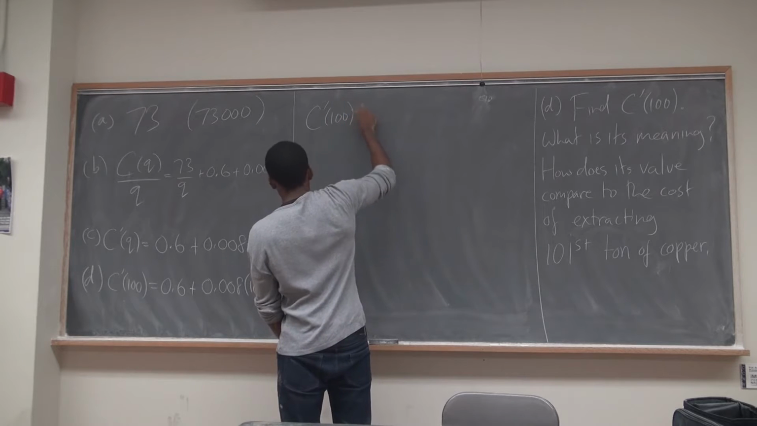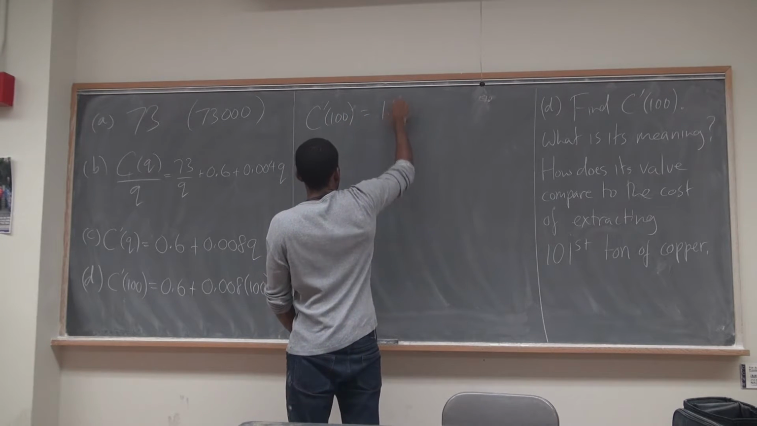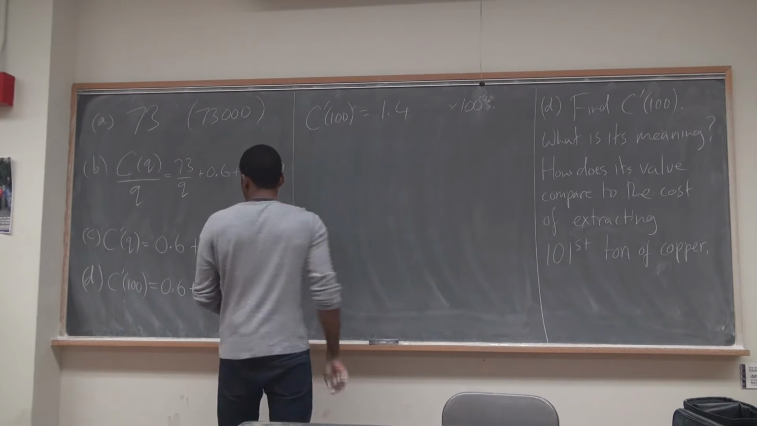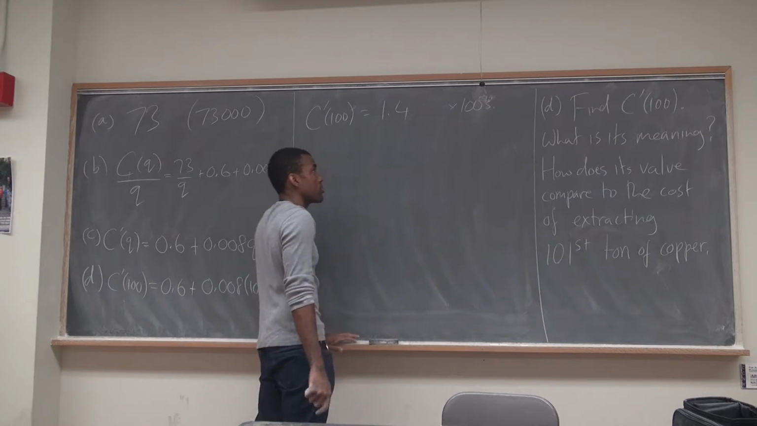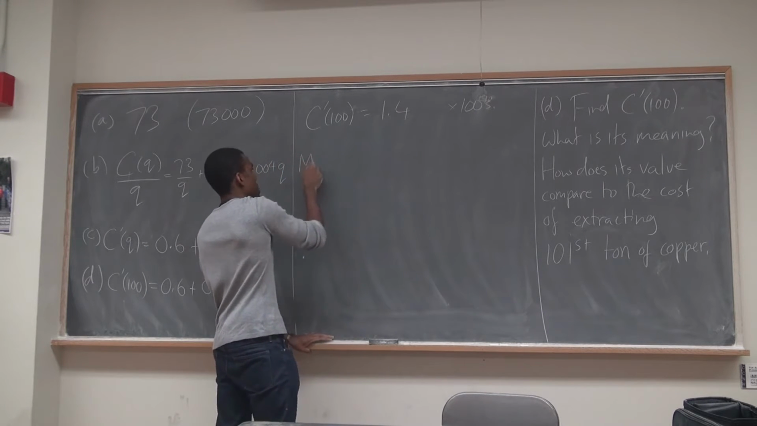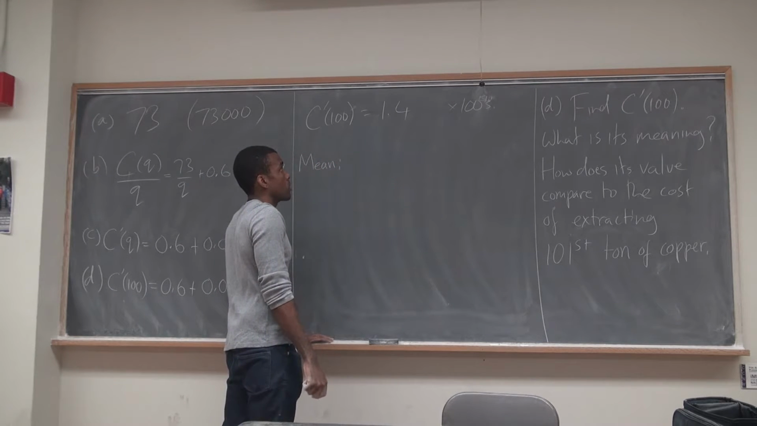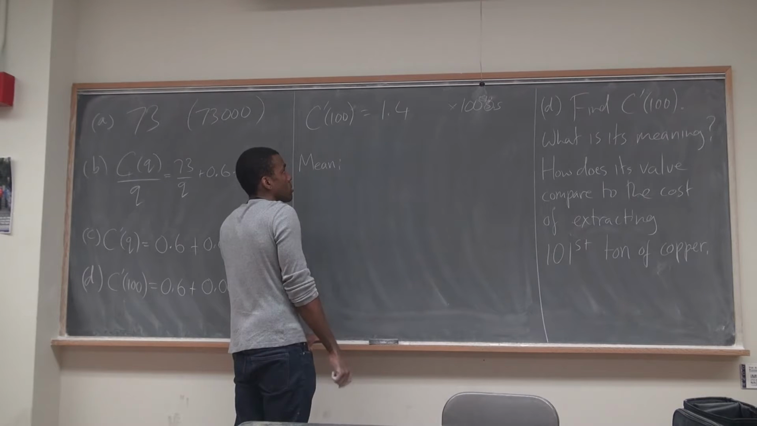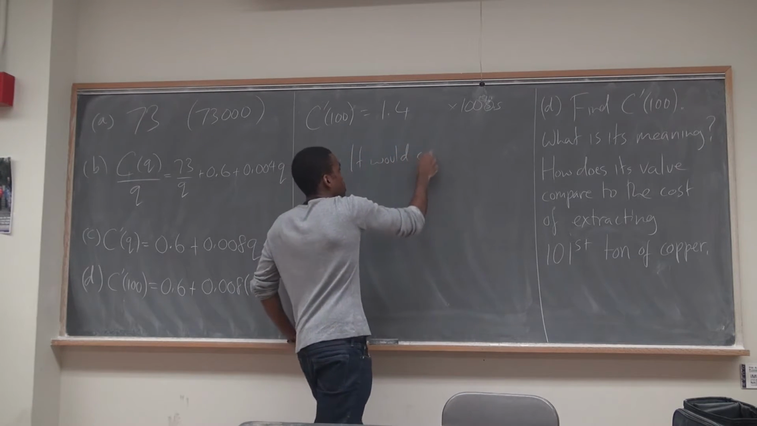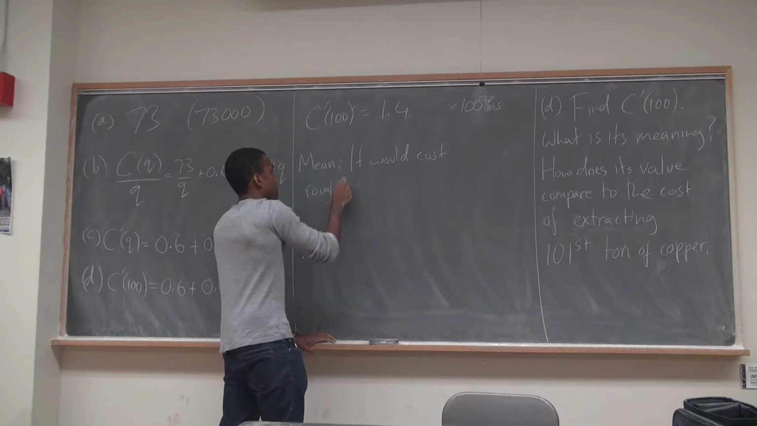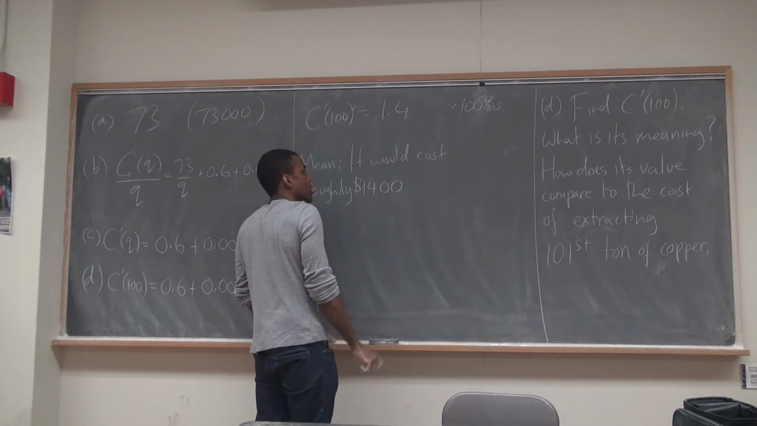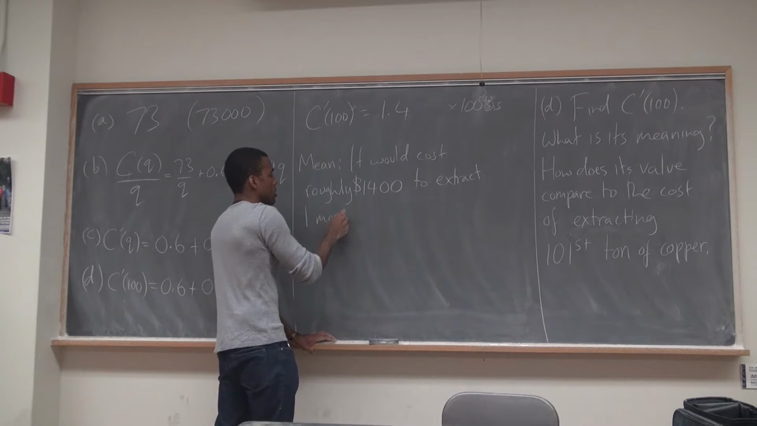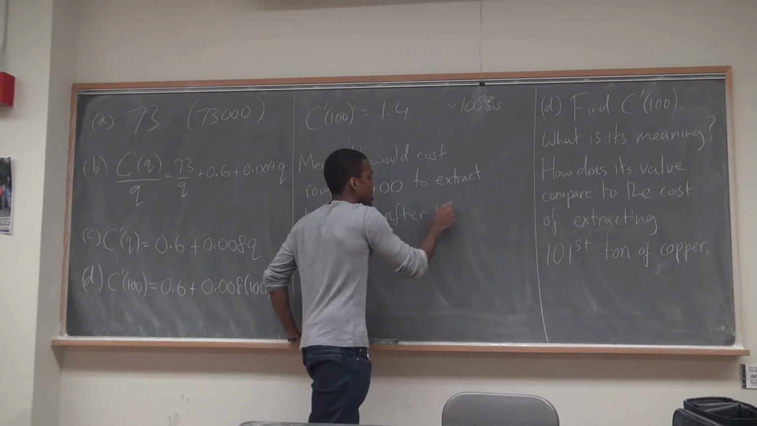So C prime of 100 is 1.4. Remember, you're thinking of this in thousands of dollars. What does that mean? If someone tells you this is a cost function and the derivative at 100 is 1.4, what does that mean? This is in thousands. It would cost roughly $1,400 more to extract the 101st ton, one more ton after 100 tons have been extracted.